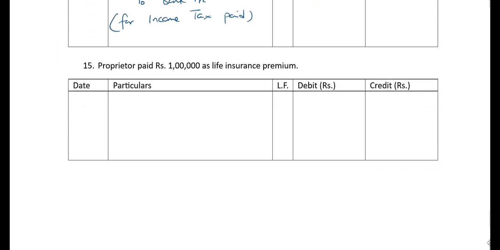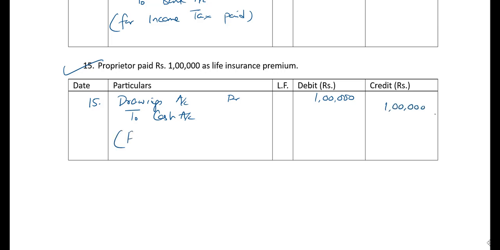The 15th transaction, proprietor paid rupees 1 lakh as life insurance premium. Again, the business funds are used for paying the life insurance premium of the proprietor. So it's drawings account to cash account, for paying premium of proprietor.